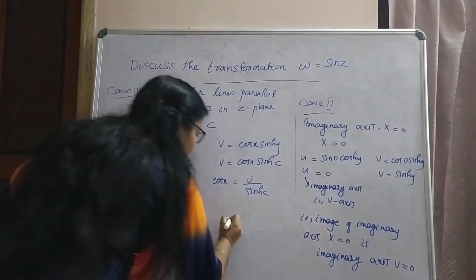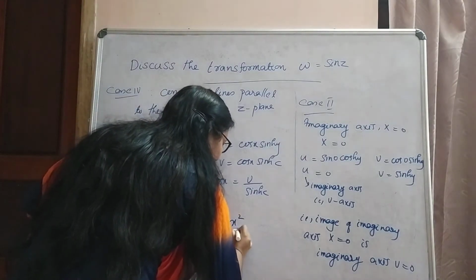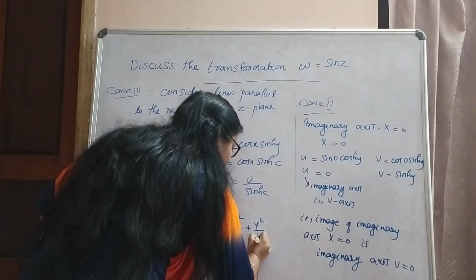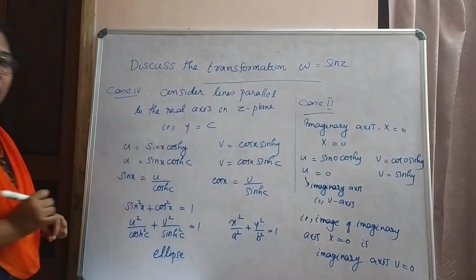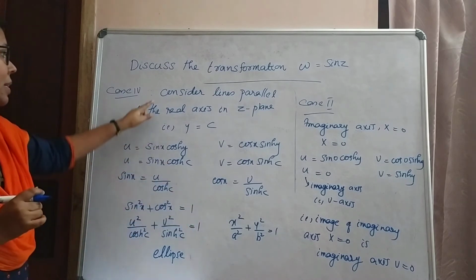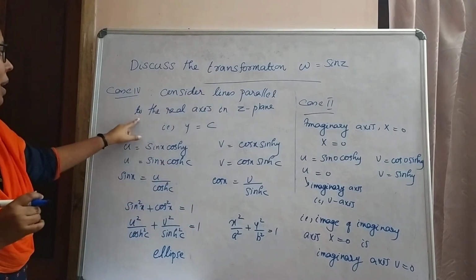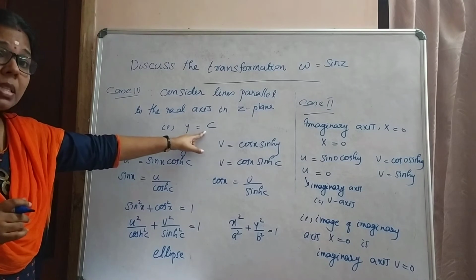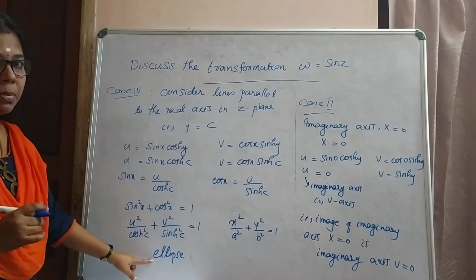This is of the form x square by a square plus y square by b square equal to 1, which is an ellipse. That is, the lines parallel to the real axis y equal to c is transformed into an ellipse.